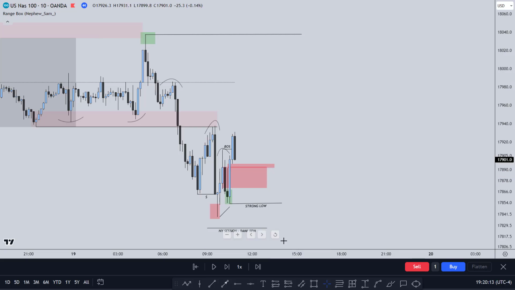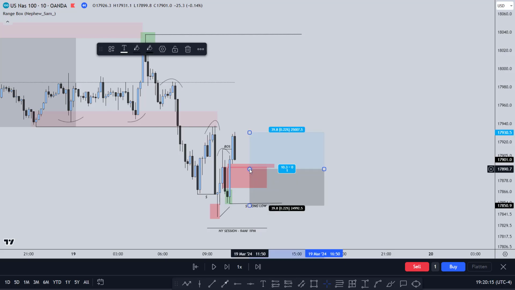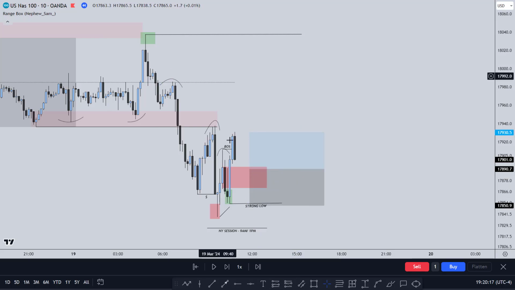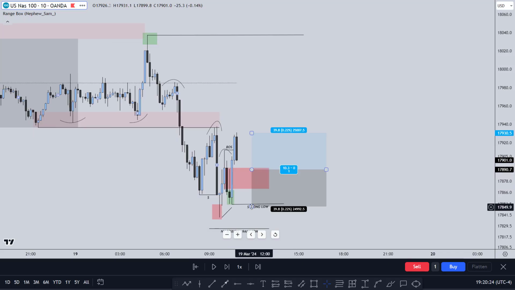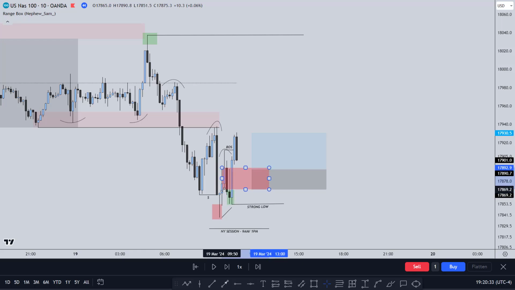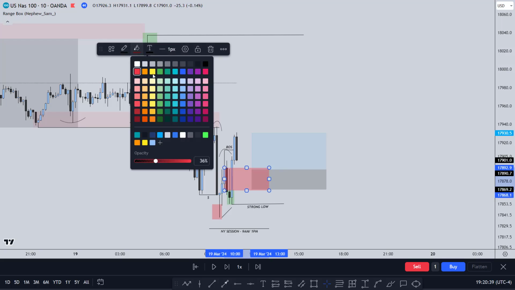So how do we enter in this, right? We can just place our trade right at the open of the mitigation block. Boom, right at the open of it. Stop loss right at the low. Or you can put your stop loss at the strong low, right? But for me personally, for a better RR, right at the low of the mitigation block. Aligned it perfectly. Make this orange a little lighter.